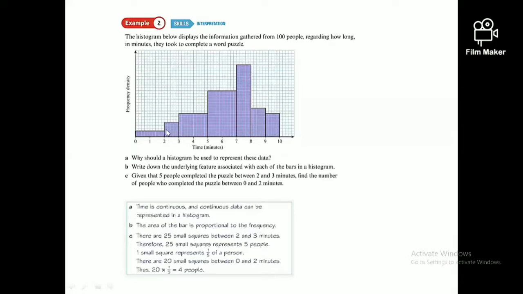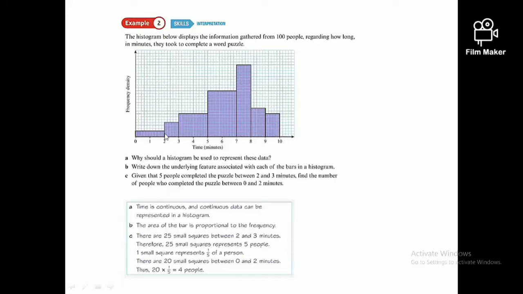Then you can see that this area represents the frequency. Then how many small boxes are over here? You can see from here to here there are 5, and from here to here 5. That is 25 small boxes representing how much? 5 people. There are 25 boxes over here representing 5, because it is mentioned that 2 to 3 is 5 people. That means this area is 5. Over here the area is 5. Then there are 25 small boxes over here.